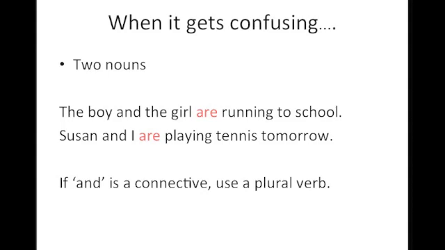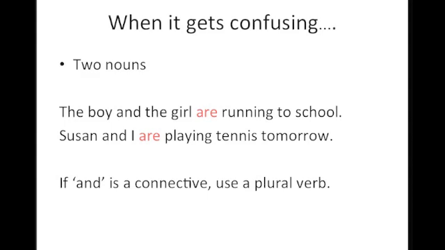It does, however, get a little bit more confusing sometimes. So, for example, what if you have two nouns in the sentence? The boy and the girl, or Susan and I. Well, if "and" is the connective, then you use a plural verb. So the boy and the girl are running to school and not is running to school. And Susan and I are playing tennis tomorrow and not is playing tennis tomorrow.